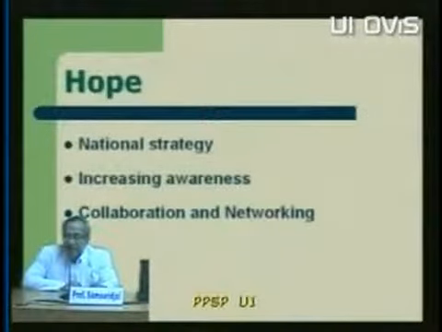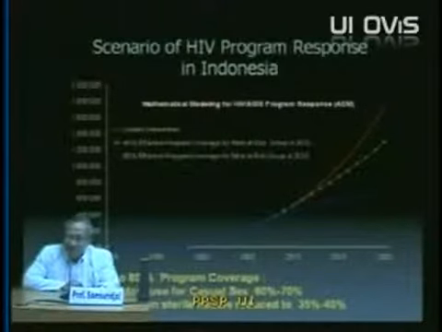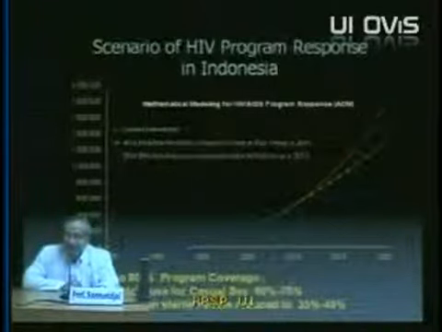But we still have hope for the future, because we have our national strategy by our National AIDS Commission, and in some studies there is increasing awareness among the public, especially in big cities, and there are collaborations and networking in the country, and also between countries, especially among ASEAN countries. So we hope that in 2020 we will be on the lowest line, that there will be around 600,000, not 1.8 million HIV cases. Yeah, thank you.